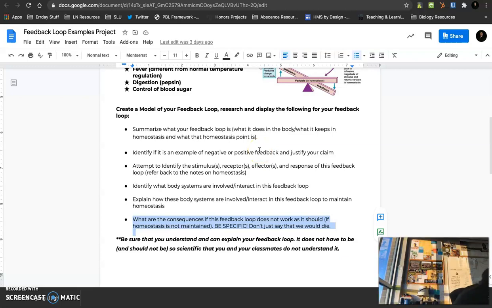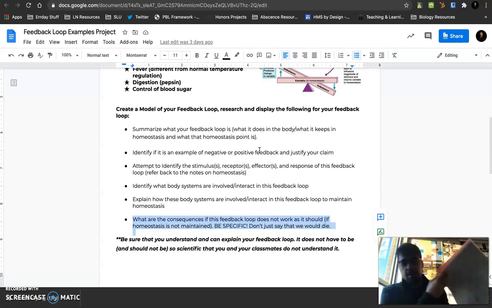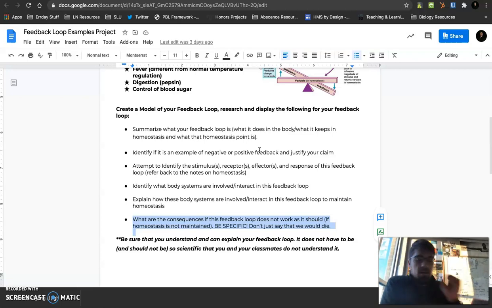Okay, I have a couple examples of people's work. Literally it is the drawing of the feedback loop with their explanations. That's all that I'm asking for you in this. Do not make it more complicated than what it needs to be. Okay? Email me if you have any questions.